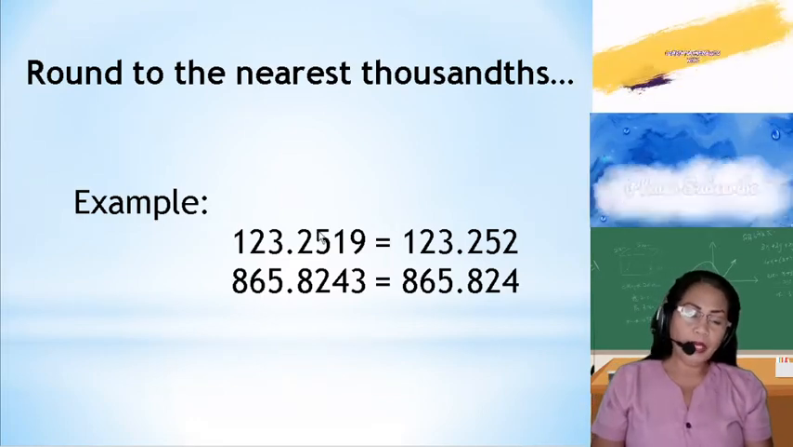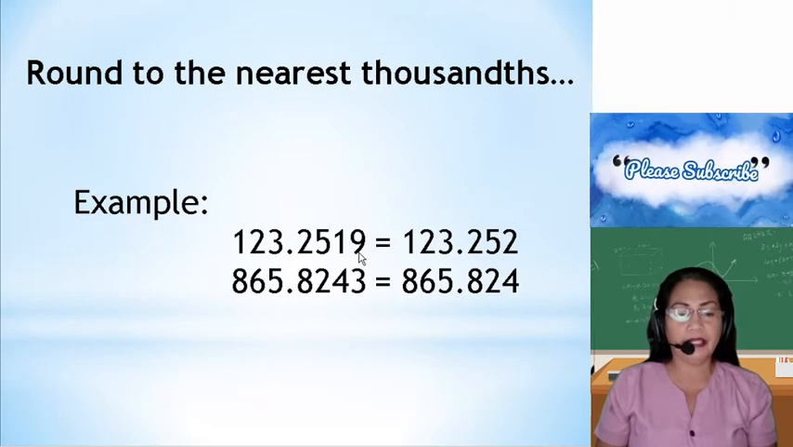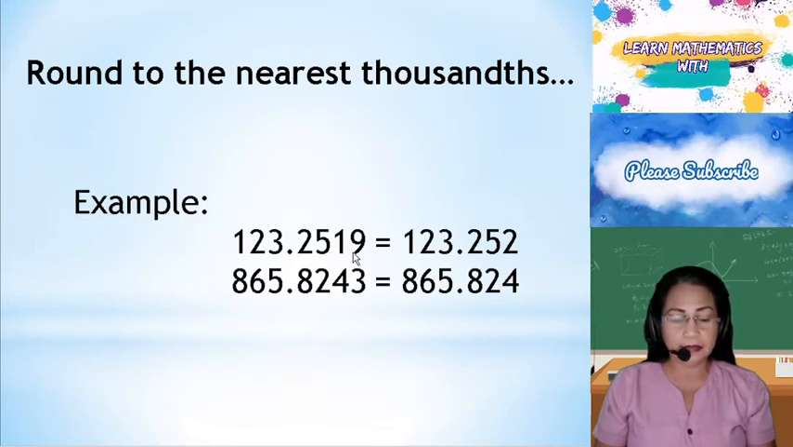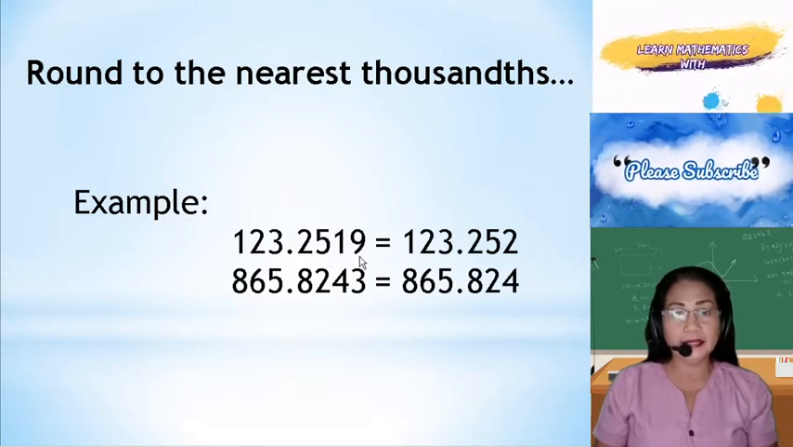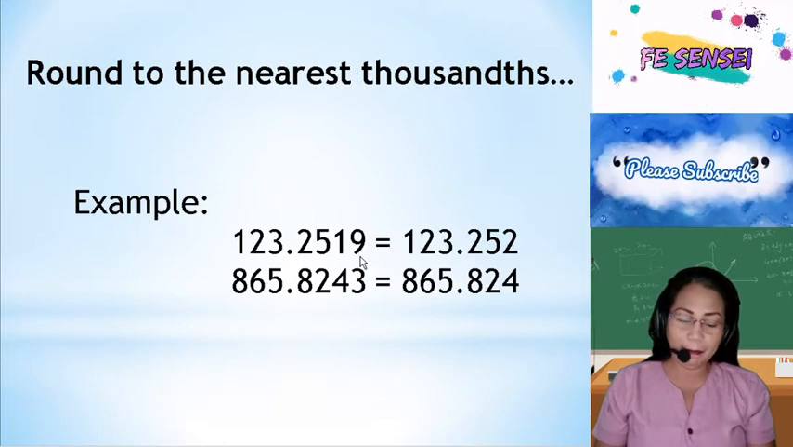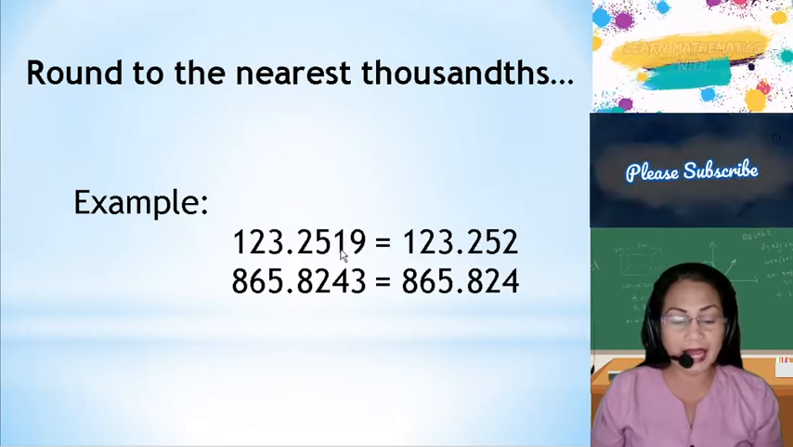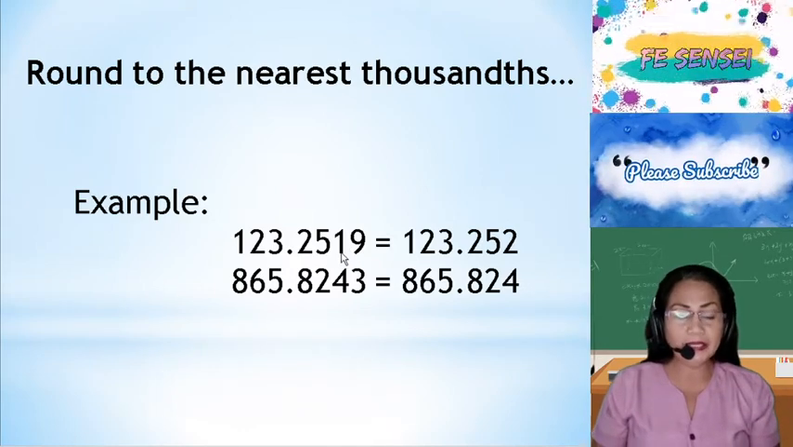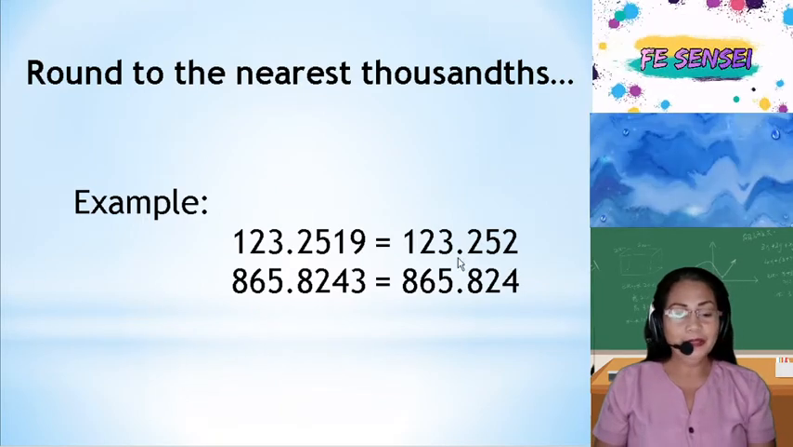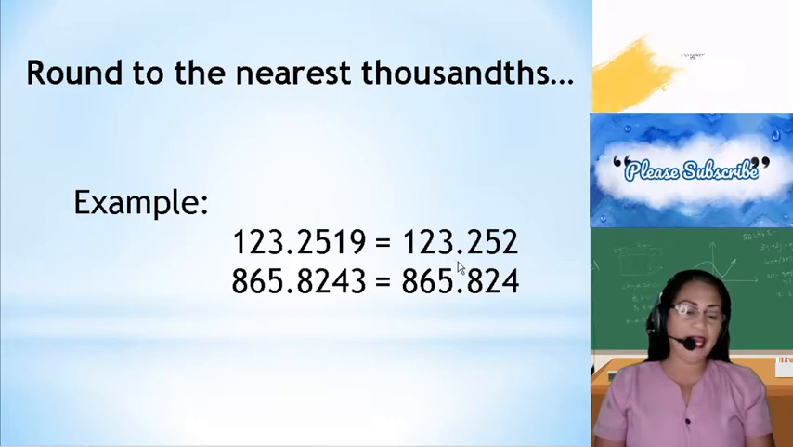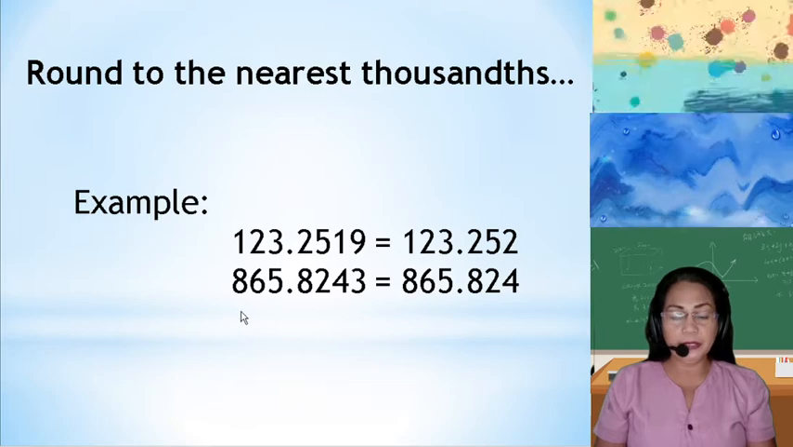So, we have here 123 and 2,519 ten thousandths. The number in the thousandths place is 1. The number to the right is 9. It's round up. Therefore, we have to add 1 to the number in the thousandths place, which is 1 plus 1 equals 2. So, the answer is 123 and 252 thousandths.